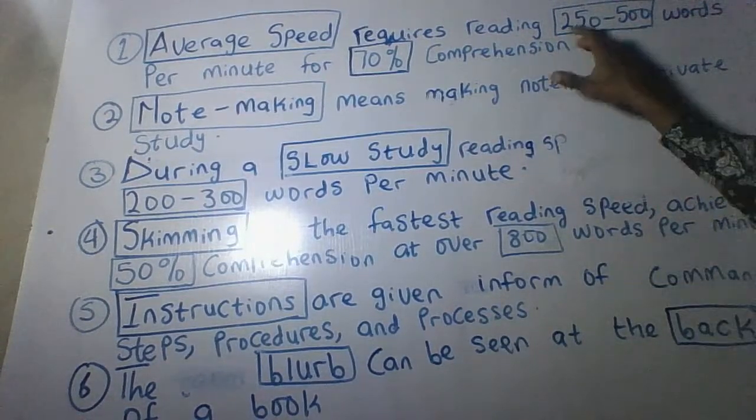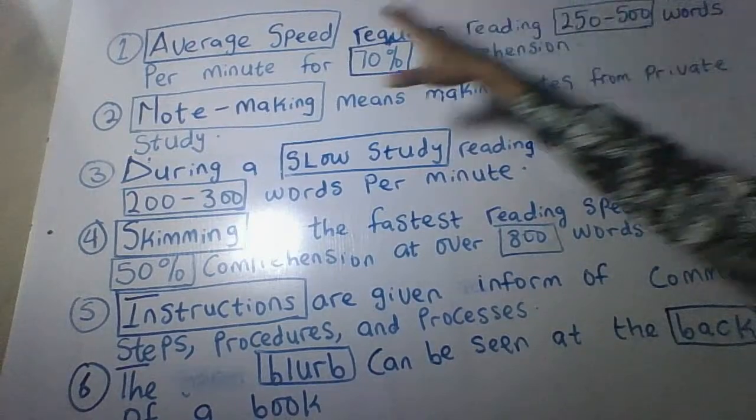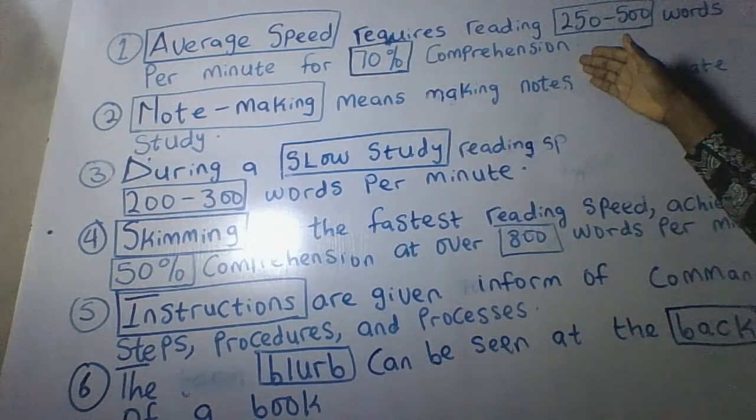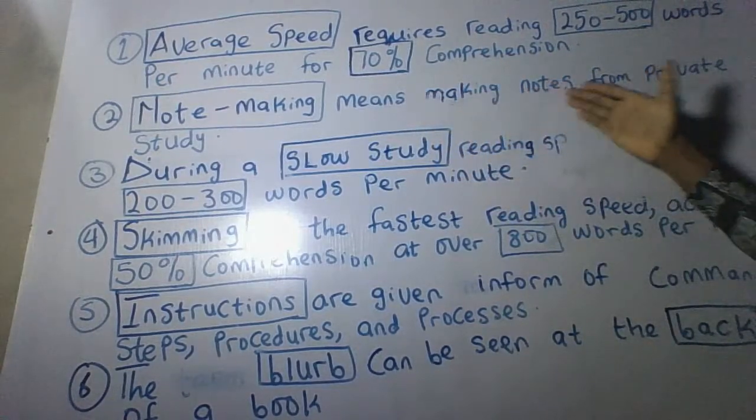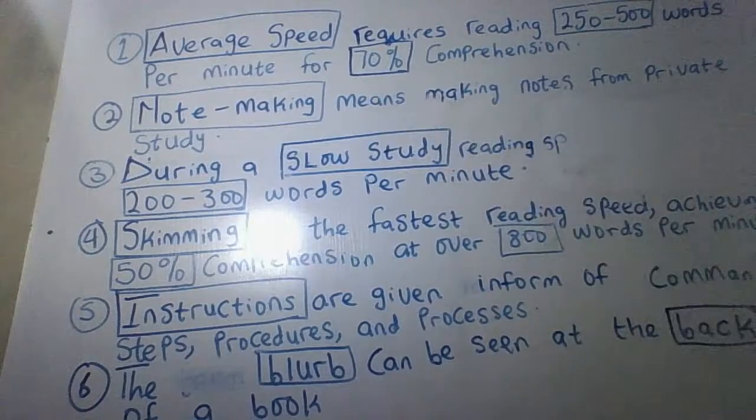Now, so this is a question like this. So ensure you understand this. Question two. Note making means making note from private study. Now, in the exam hall, for some students, 50% of the students, the question will come out like this. Now, for the others, the question might come out like this. Note dash. They can ask a question like this. Dash means making notes from private study. It's note making. Now, for the other students, they might bring a question stating this.